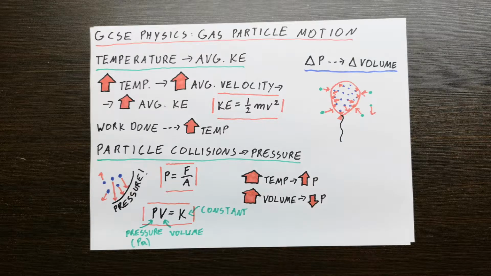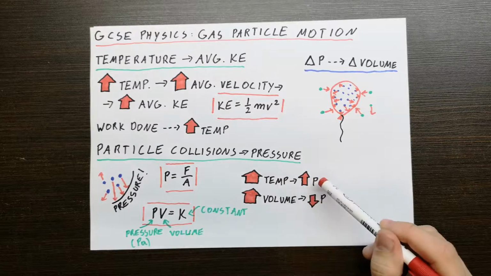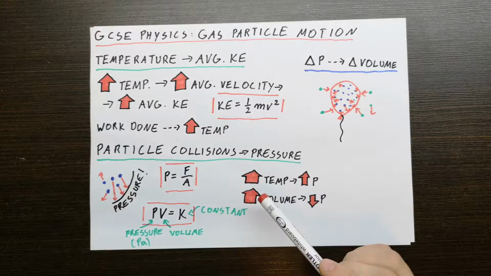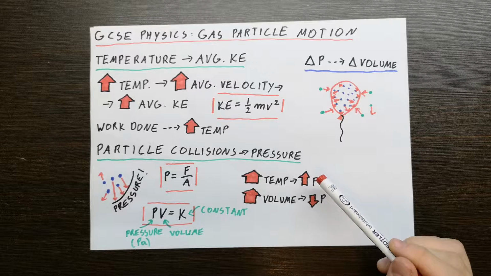Because if we're increasing the temperature, we are giving those particles more kinetic energy. Therefore, they are moving around faster. And if they hit the container, they are hitting it harder, with more energy, and therefore they are exerting more force on the side of the container. Going with this, that will simply increase the pressure. So that is exactly why when we increase temperature, we increase pressure.